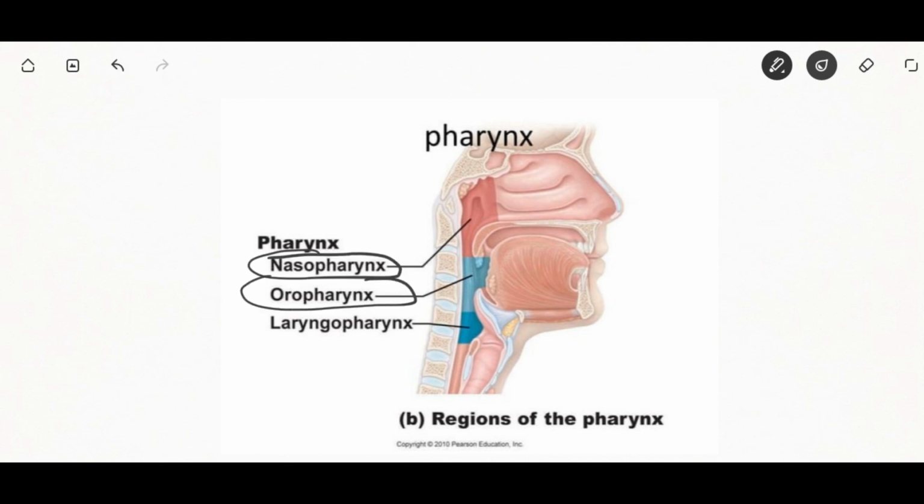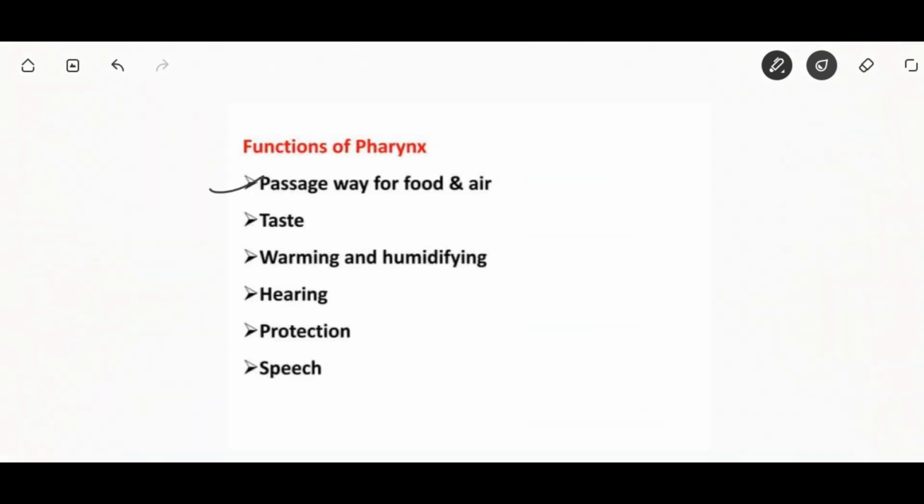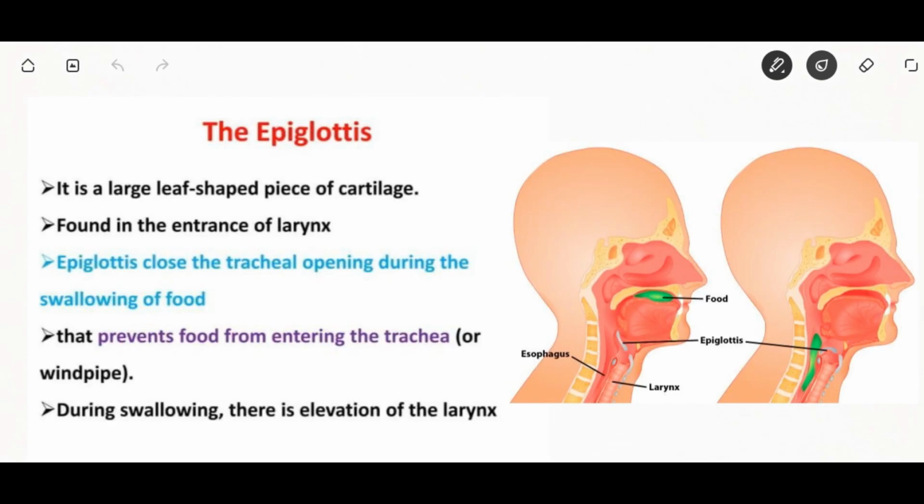The epiglottis is a leaf-shaped piece of cartilage found in the entrance of the larynx. It prevents food from entering the trachea or the windpipe. During swallowing, you will see elevation of the larynx. So these are the functions of the pharynx: passageway for food and air, taste, warming and humidifying, hearing, protection, speech, etc. All these are functions of the pharynx.